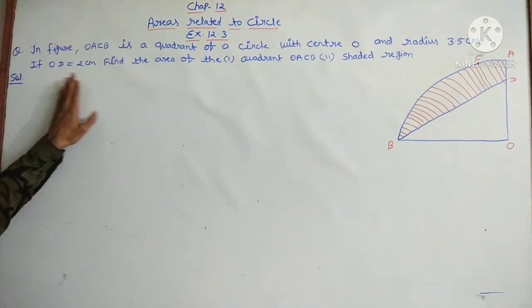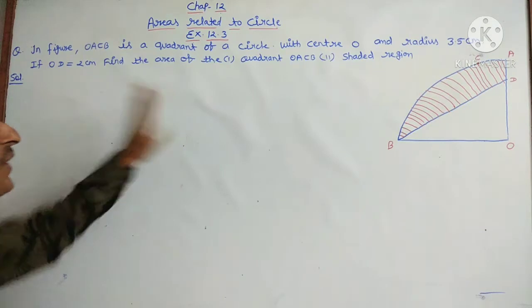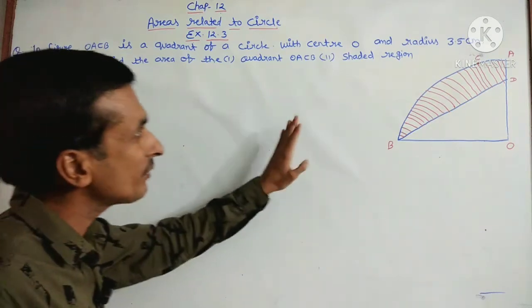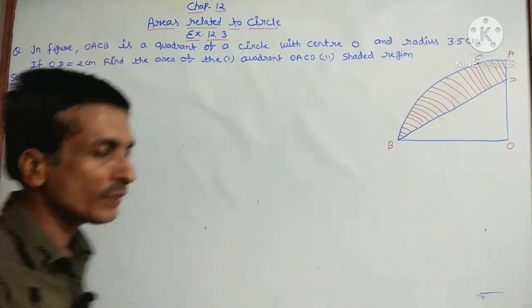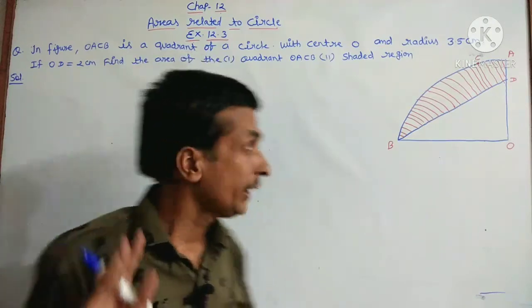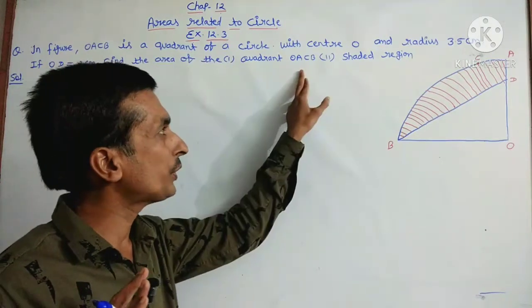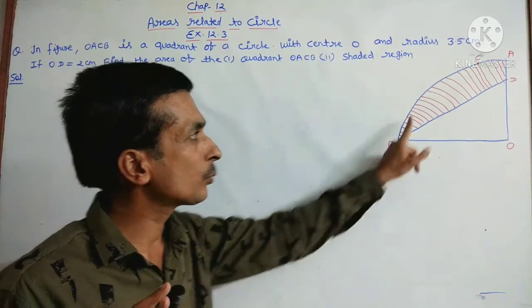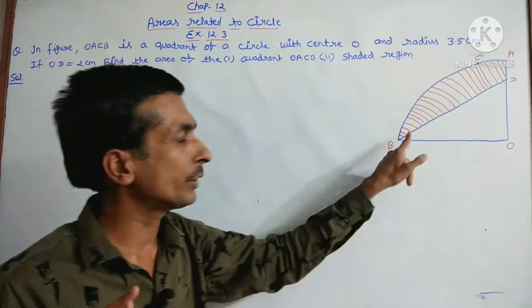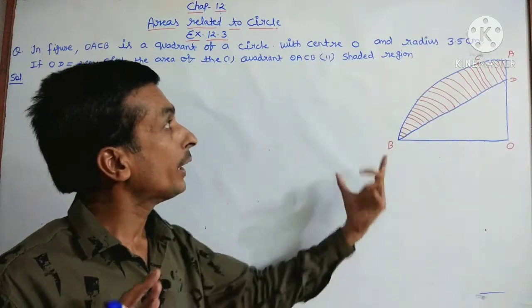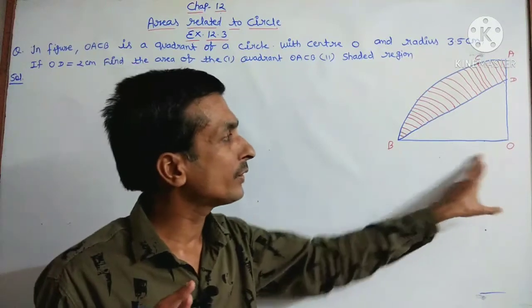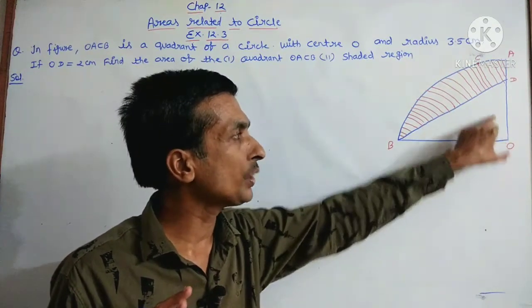If OD is equal to 2 centimeter, find the area of the quadrant OACB and the shaded region. In this question, we have to find two things. The first one is the quadrant OACB, and the second is the shaded region. The radius is 3.5 centimeter, and OD is given as 2 centimeter.